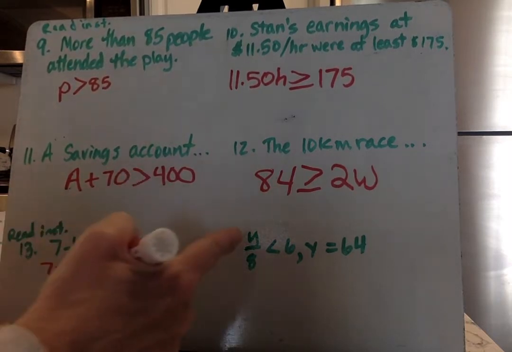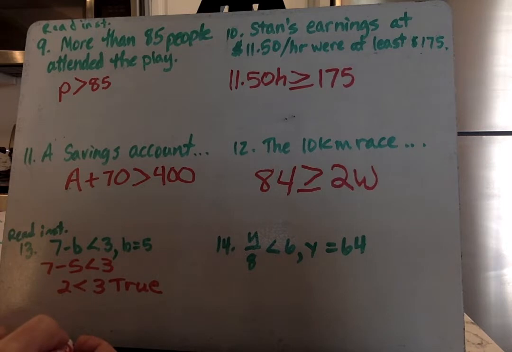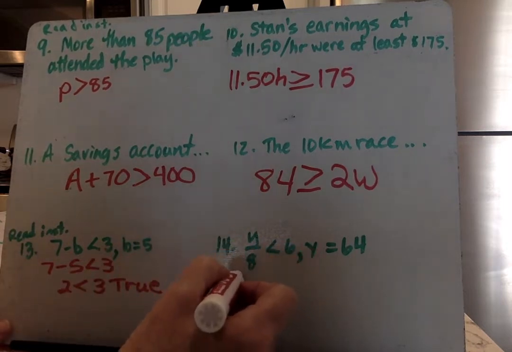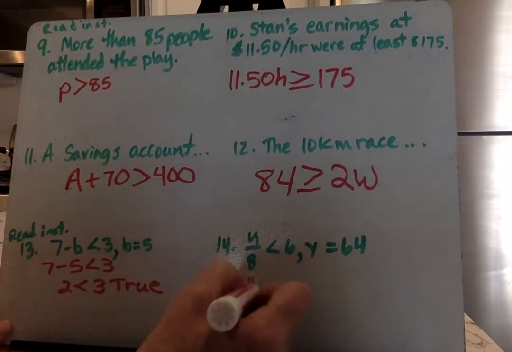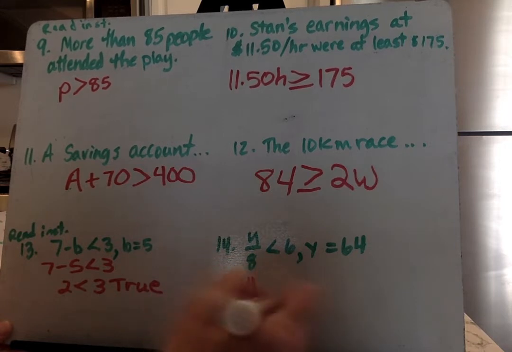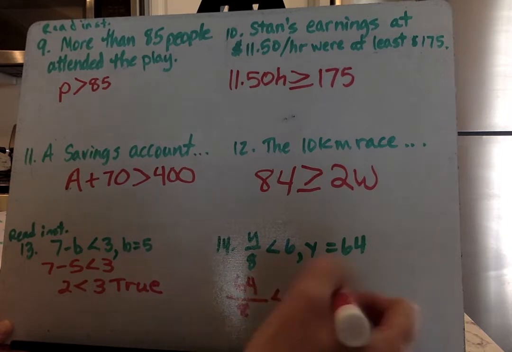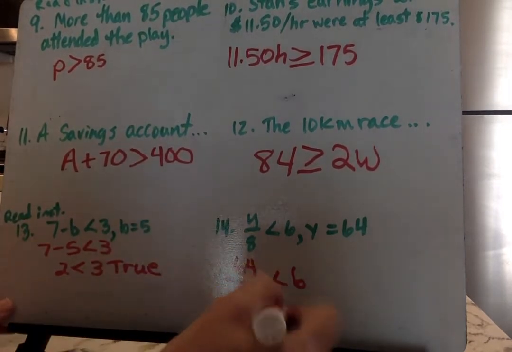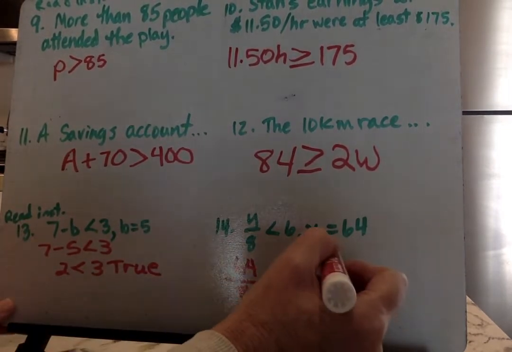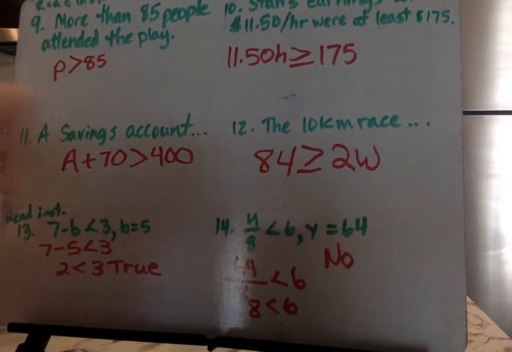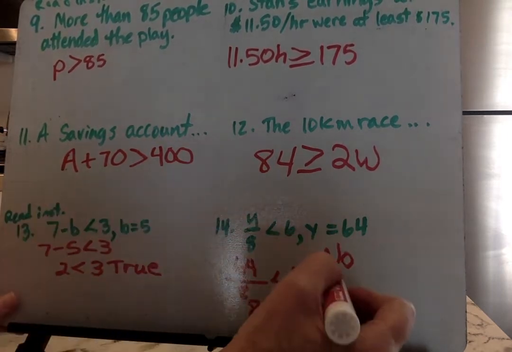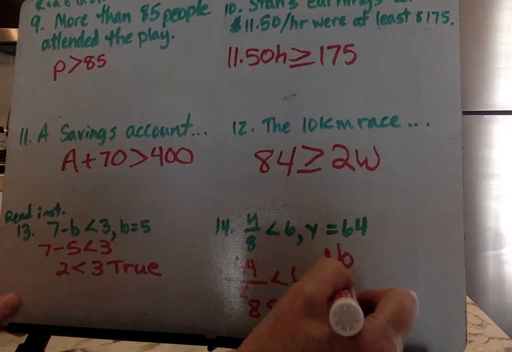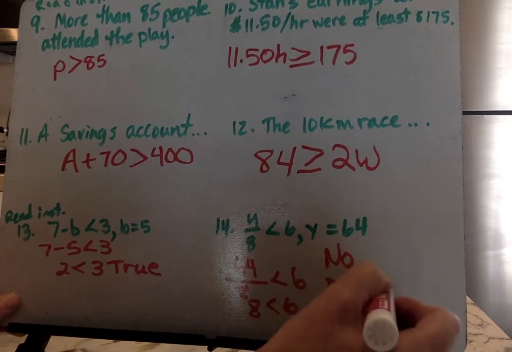Okay, number 14 says y divided by 8 is less than 6. Y is 64. So if I put 64 in for y, I divide by 8. Is that less than 6? 64 divided by 8 is 8. Is 8 less than 6? And the answer is no. So what do we write if the answer is no? It's a false statement. So we write false.